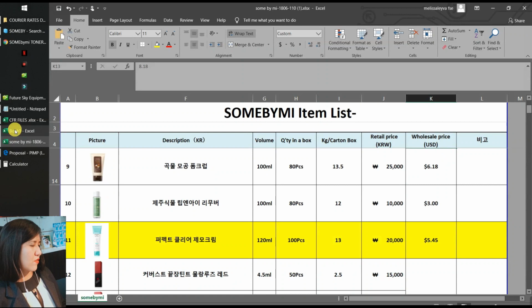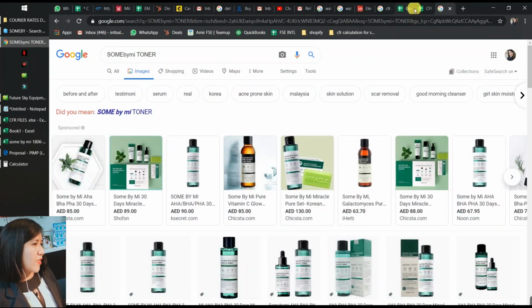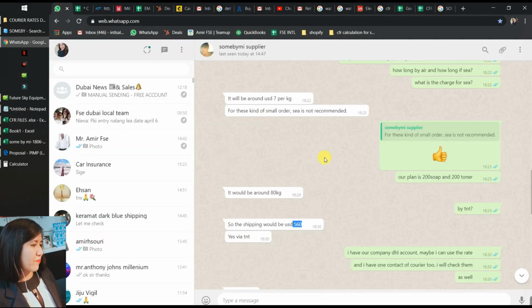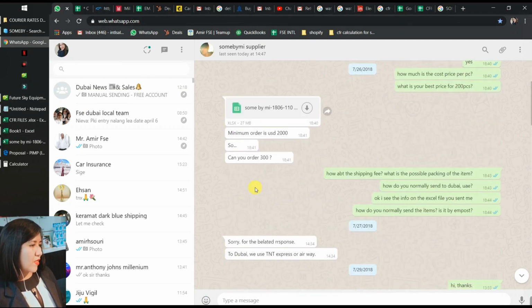So let's put it here, 8.18. That's the cost. And that particular supplier whom I spoke with said that the MOQ will be 300 pieces. He's asking me, can you order 300? The minimum order is 1,000 USD. Can you order 300 pieces?